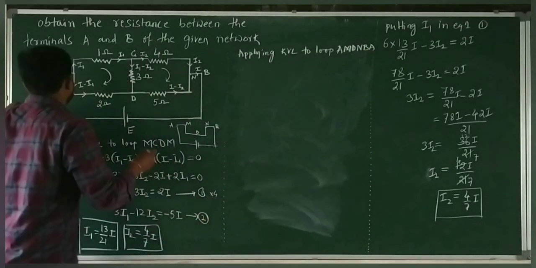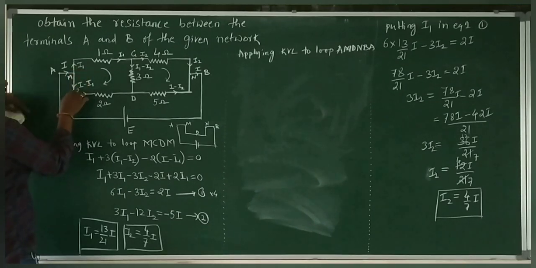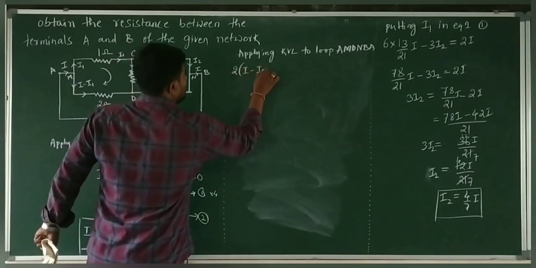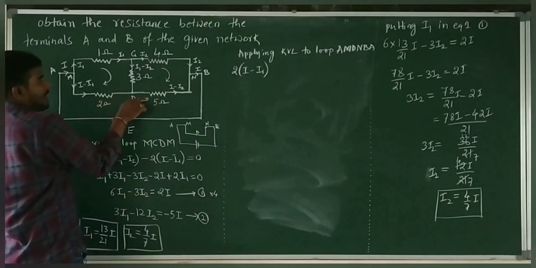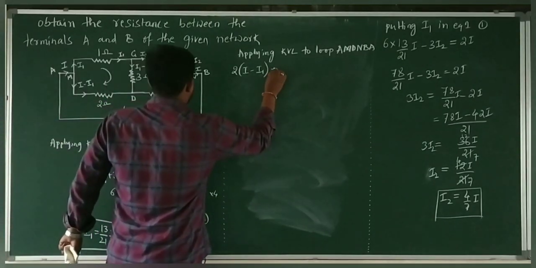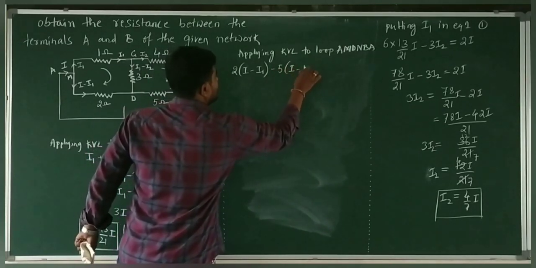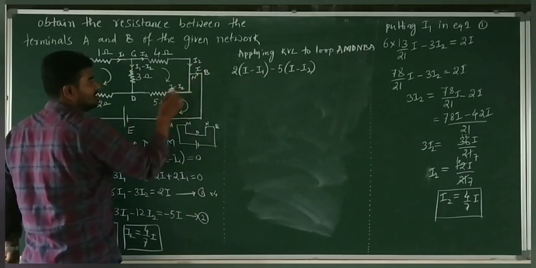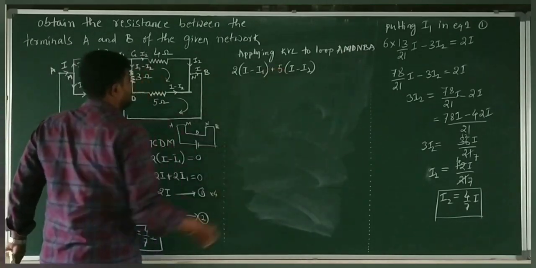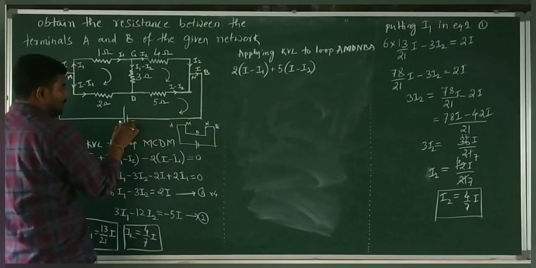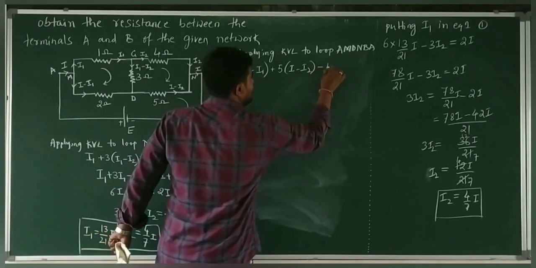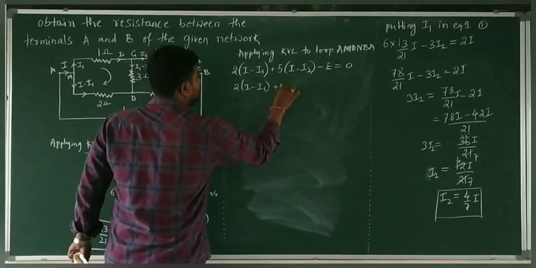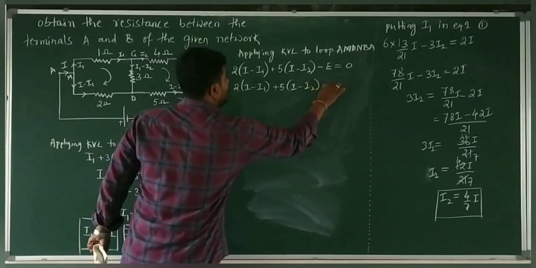So let us begin from this point. See here, the current I minus I1 is flowing, therefore 2 multiplied with I minus I1. And we reached here. Once again, 5 multiplied with I minus I2. Since the direction of current and our movement are both the same, clockwise, I have considered both as positive. Once again, the negative terminal of the EMF appears first, therefore it is minus E is equal to 0. So 2(I minus I1) plus 5(I minus I2) is equal to E.